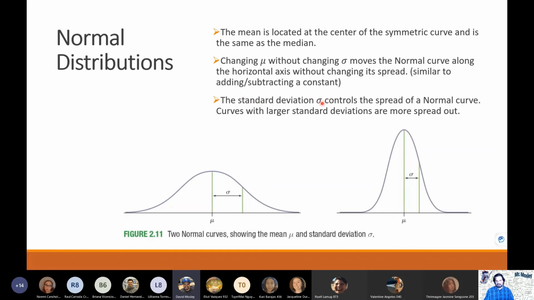The standard deviation, sigma, controls the spread of a normal curve. Curves with larger standard deviations are more spread out.